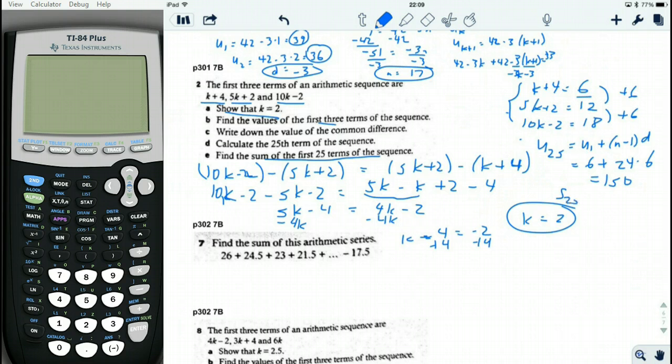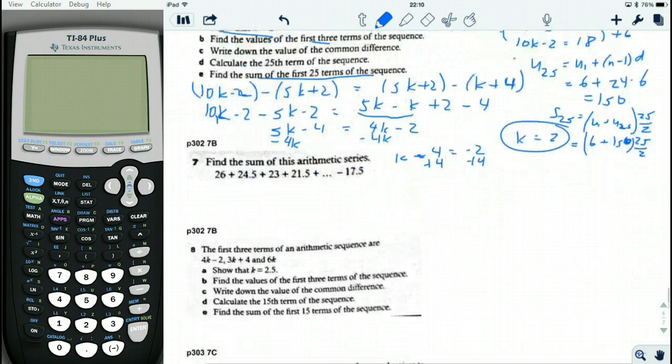Now, find the sum of the first 25 terms of the sequence. Okay, well, S25 is equal to u1 plus u25, times 25 divided by 2, which is n divided by 2. So u1, remember, is 6, and u25 is equal to 150. So you can figure that out, right? 6 plus 150 times 25 divided by 2. And that is S25.